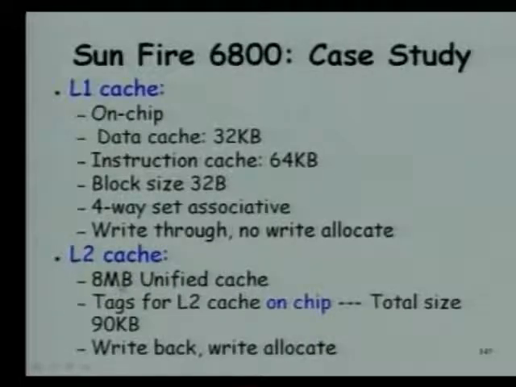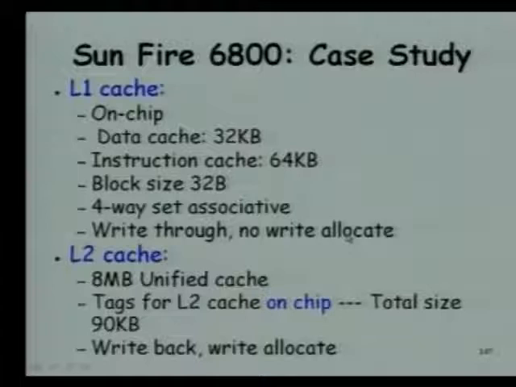The L2 cache is an 8 MB unified cache, but only part of the L2 cache is resident on the processor. The tag part for the L2 cache is on chip, whereas the data part is outside the processor. So, the total size of the L2 cache that is resident on the chip is 90 KB, comparable to the L1 cache. It uses write back with write allocate, whereas the L1 cache uses write through with no write allocate.